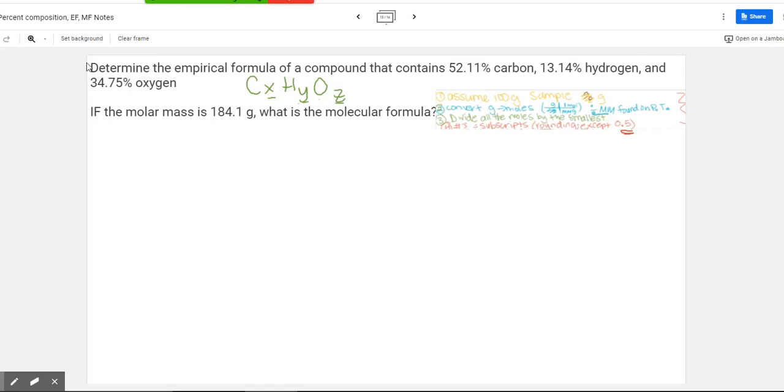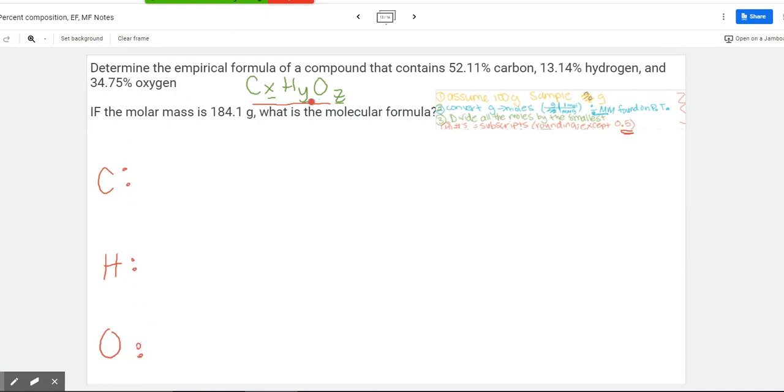So basically what we're looking at here is it says determine the empirical formula of a compound that contains, and then you have all these percentages, right? And so what we're going to do is we're going to start with, and then I kind of gave this generic little version of how we would write it because we don't know what those subscripts are yet, right? So we have C, we have H, and we have O. So carbon, hydrogen, and oxygen.